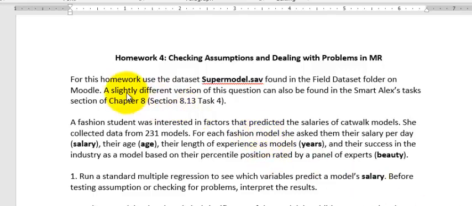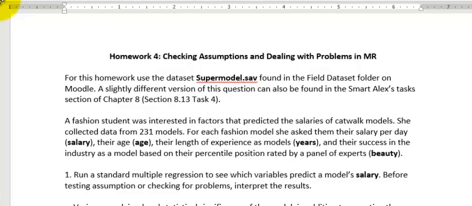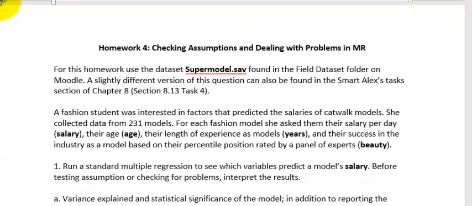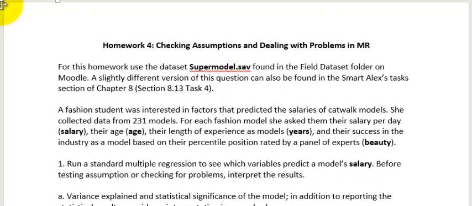Hello everybody, I'm just going to give you a quick rundown on this multiple regression homework assignment. And so now it looks like you're going to be doing the assumptions. All right, give me a second before I read this.